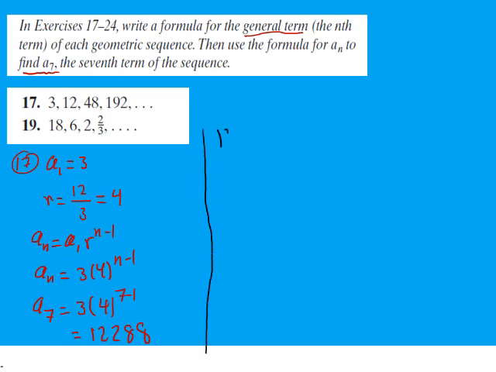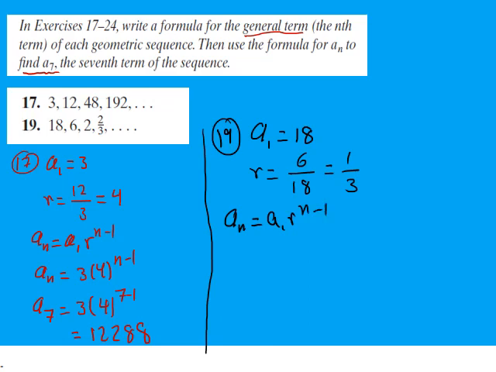Regarding question number 19, the first term is equal to 18, and the common ratio is 6 divided by 18, equal to 1 over 3. So if I want to find the general rule, An is A1 r to the power of n minus 1. So An is equal to 18 multiplied by 1 over 3 to the power of n minus 1, in terms of n.